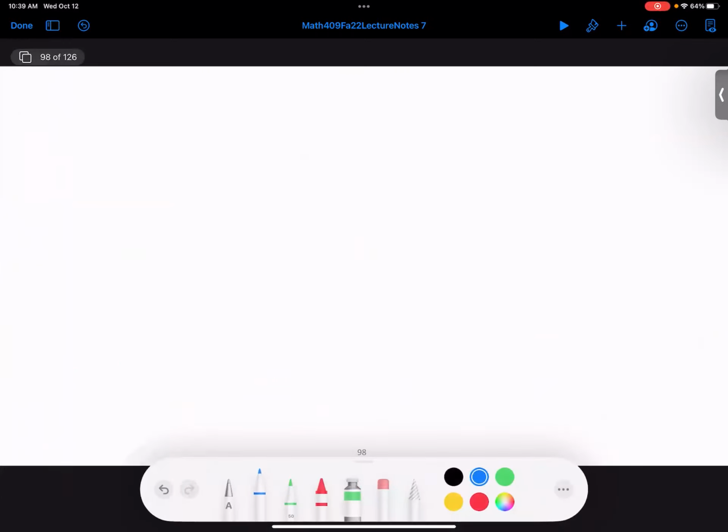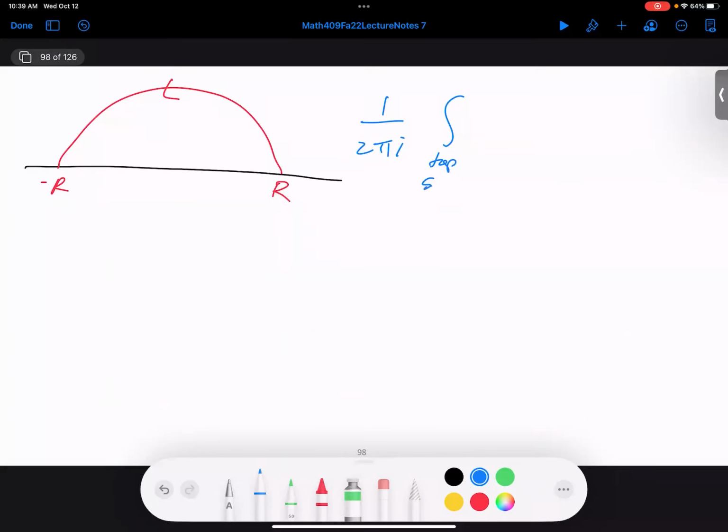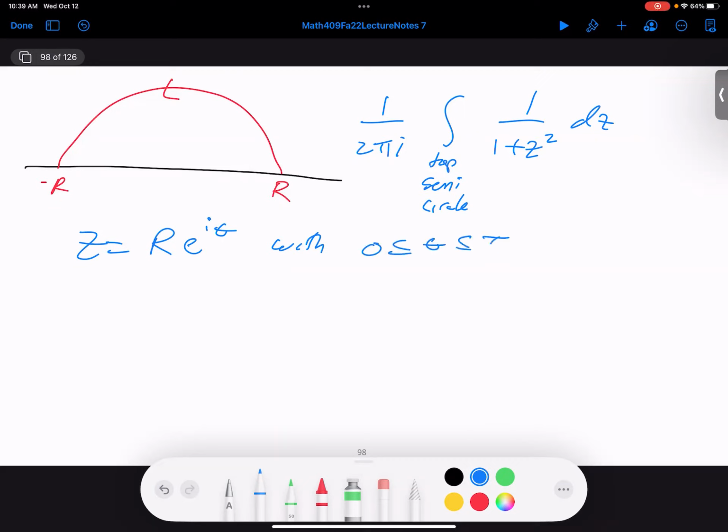So for the first one, we have minus r, here's r, and we want to integrate 1 over 2 pi i, the integral over the top of the semicircle, of 1 over 1 plus z squared dz. So we can write z as r e to the i theta. What's the range of theta? 0 to pi. So 0 less than or equal to theta less than or equal to pi. So dz is going to be r i e to the i theta d theta.